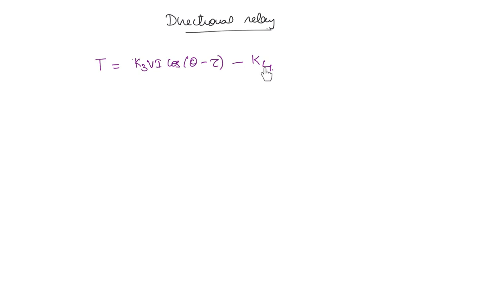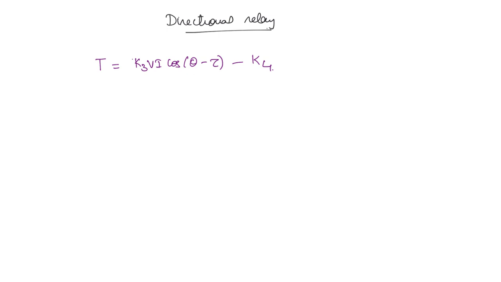Next we will discuss the directional relay. From the universal torque equation, if you remember, the terms that we require for the directional relay are the third and the fourth component: K3 Vi cos(theta minus tau) minus K4. You can see you have a negative sign here because this is going to act as a restraining torque, while this component is going to act as the operating torque.